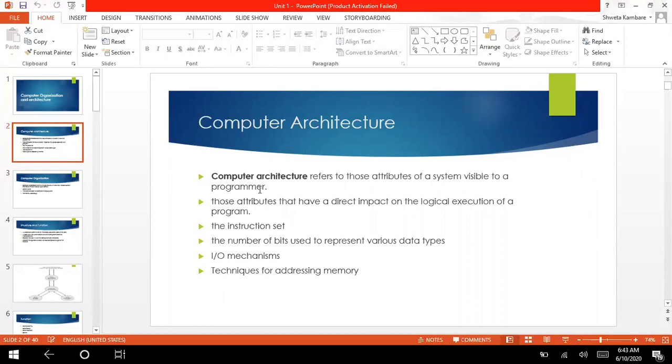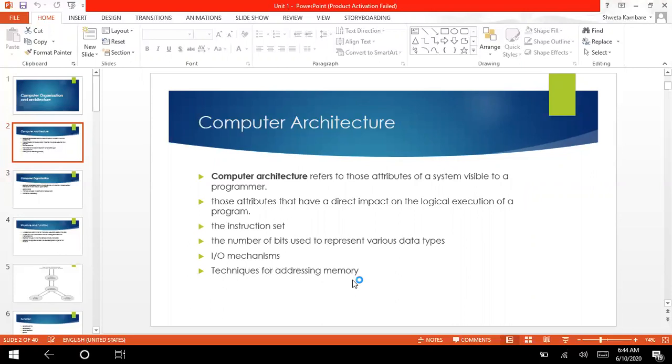So in technical language, computer architecture refers to those attributes of a system which are visible to a program. See, these attributes have a direct impact on the logical execution of a program. So these are a few examples which will come under your architecture part: your instruction set, the number of bits used to represent various data types, I/O mechanisms, techniques for addressing memory. So these parts will come under your architecture.